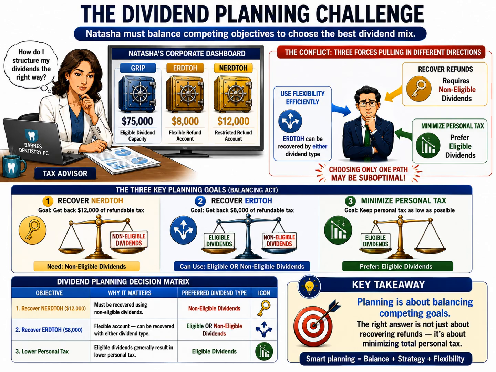And that's the key lesson from this slide. Dividend planning is not about maximizing a single objective. It is about balancing competing objectives. Recover refundable taxes, use available flexibility, and minimize overall tax. The best solution is usually not an all-or-nothing approach. Instead, it often involves a carefully designed combination of eligible and non-eligible dividends.